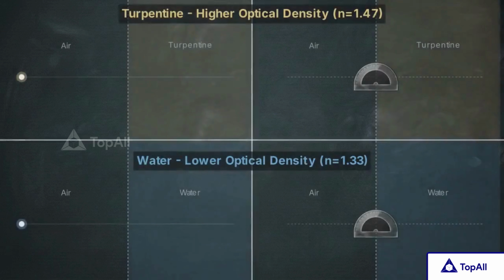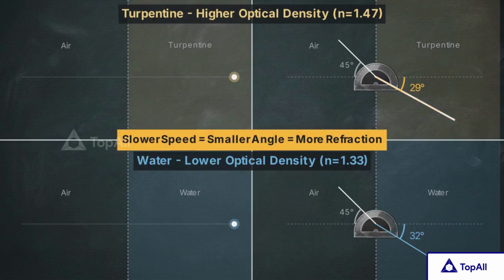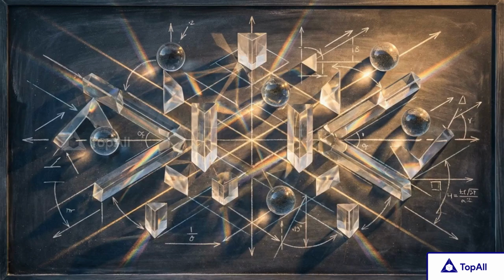Optical density reflects how much a material reduces the speed of light. Because turpentine slows light down more than water does, it forces a more aggressive change in direction. The invisible, mathematical breaking of light across different materials governs our visual reality.